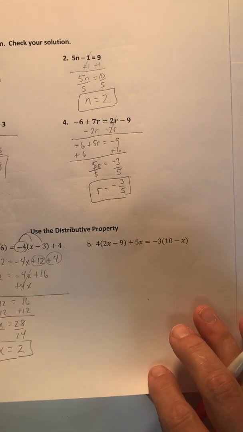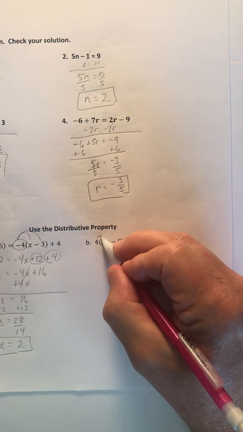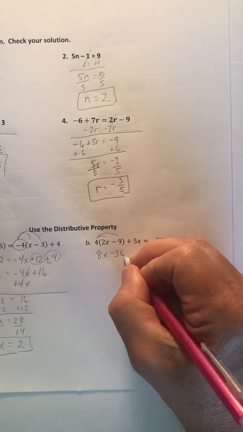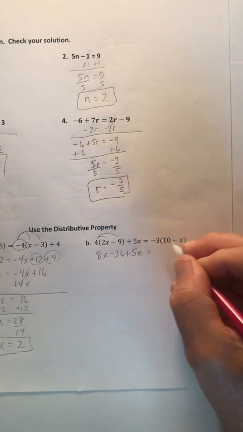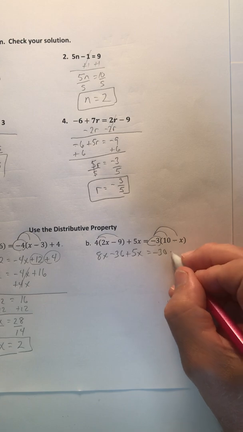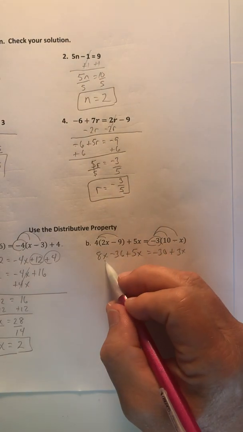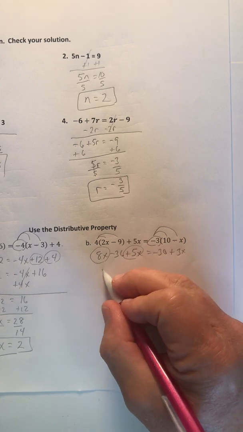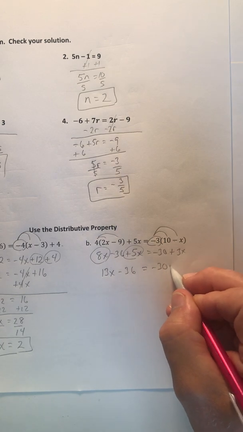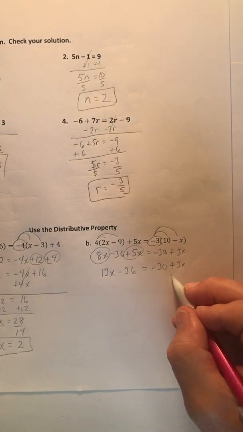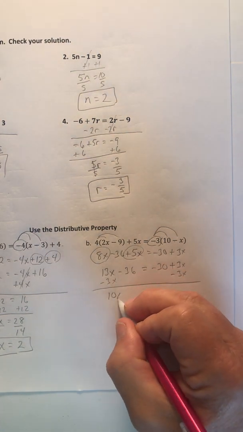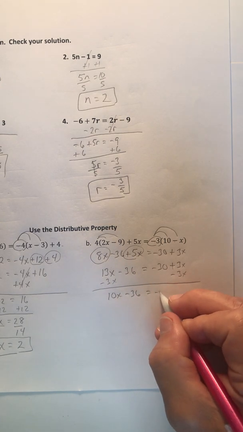All right. And then the last one, again, we're going to distribute the 4. 4 times 2x gives me 8x. 4 times 9, 36. Distribute the negative 3. Negative 30. And negative times negative is positive, 3x. Combine my like terms on this side. I'm going to move the 3x over, so subtract 3x. Leaves me with 10x minus 36 equals negative 30.